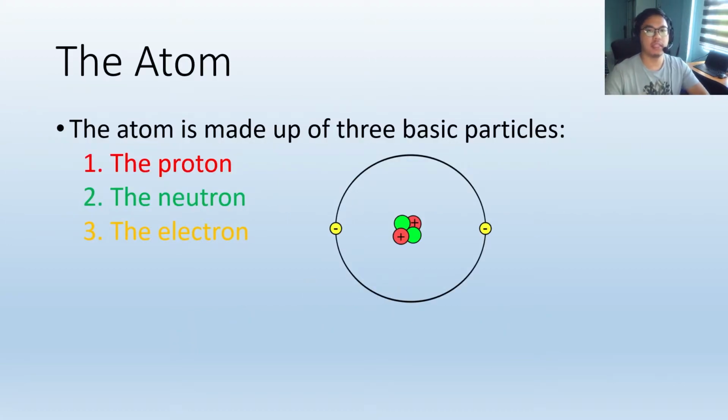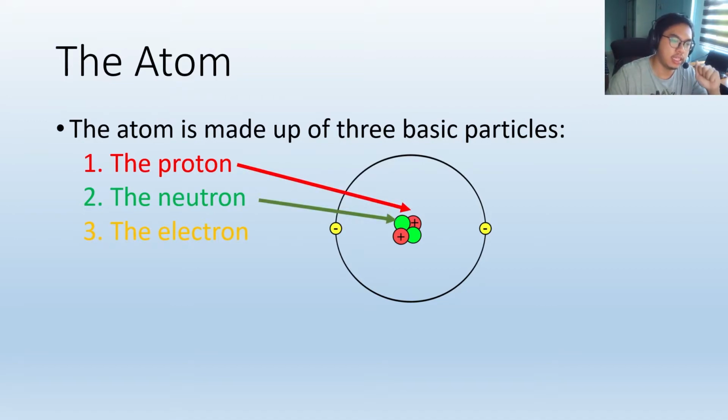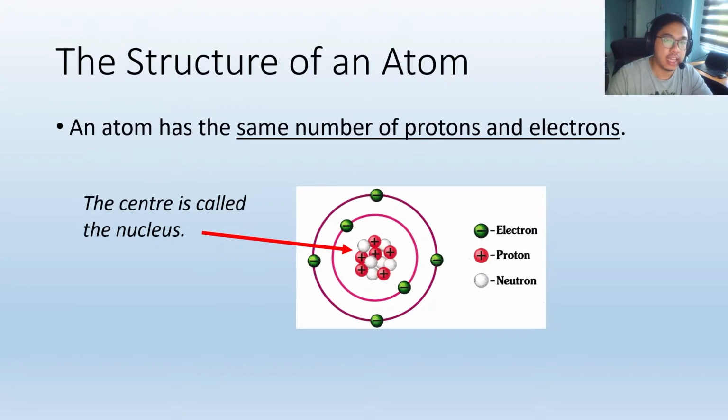So this topic is about the atomic structure. What does it look like inside an atom? Inside an atom there are three particles: the proton, the neutron, and the electron. An atom has the same number of protons and electrons. If there are 6 protons in an atom, there will always be the same number, which is 6 electrons.